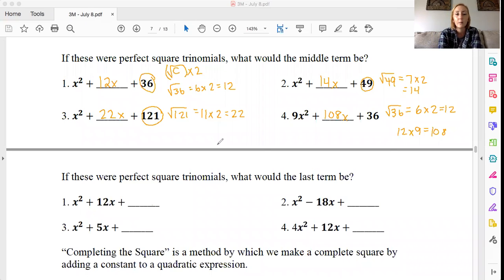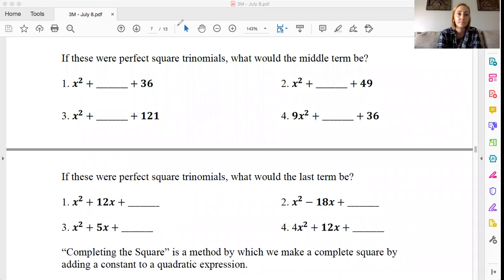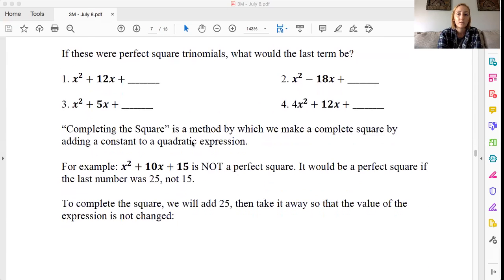Okay. I'm going to clear this just so I can have a bit more access to these questions here with the drawing tablet. So for the last term, you're doing the opposite this time. So what you're going to do is you're going to do b divided by 2 and then square that. So for this example, we've got 12 divided by 2 and then squared. So that would be 6 squared, which gives us 36. So that last number here is 36.